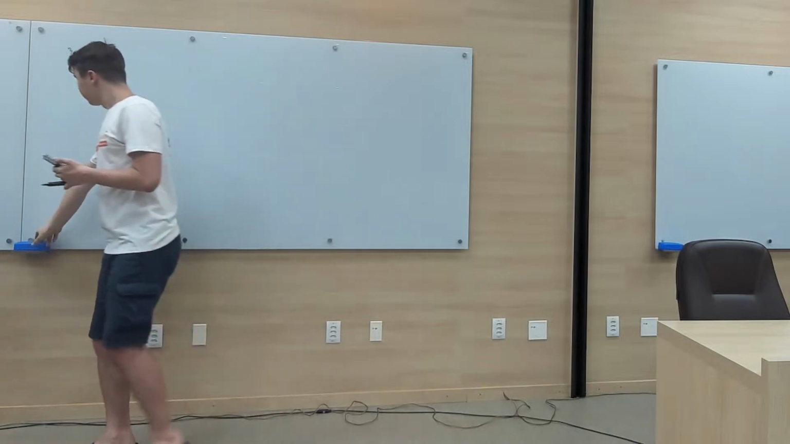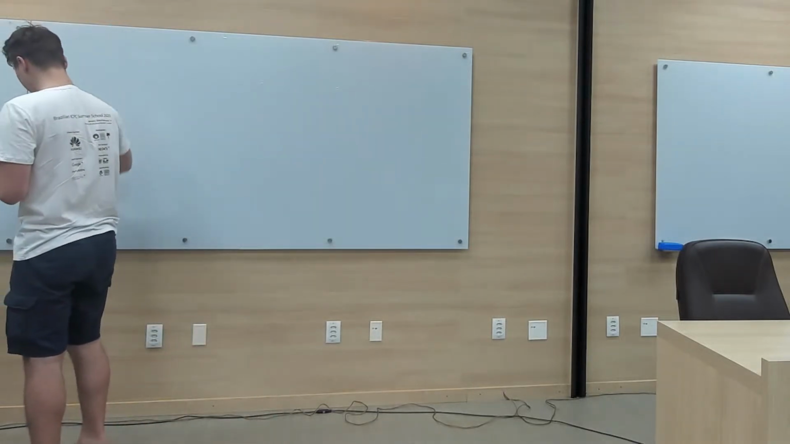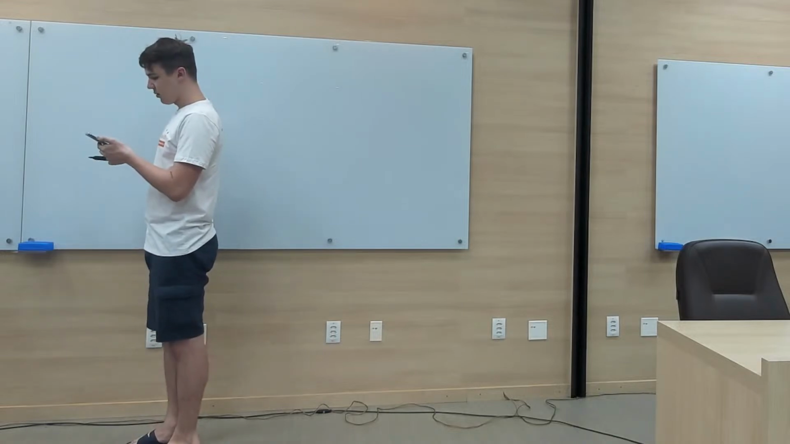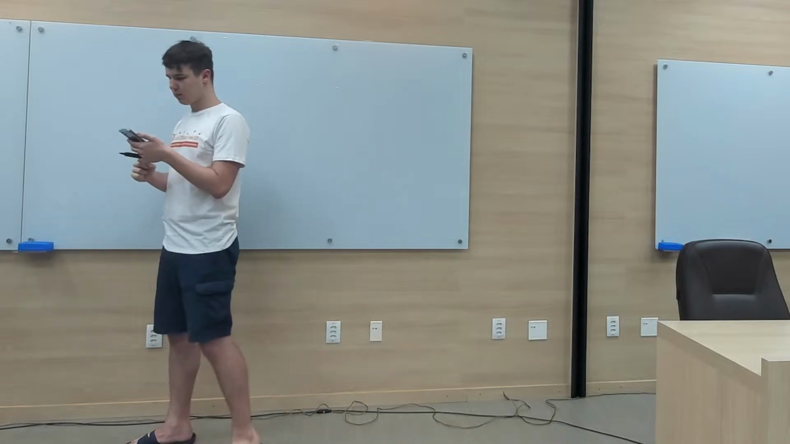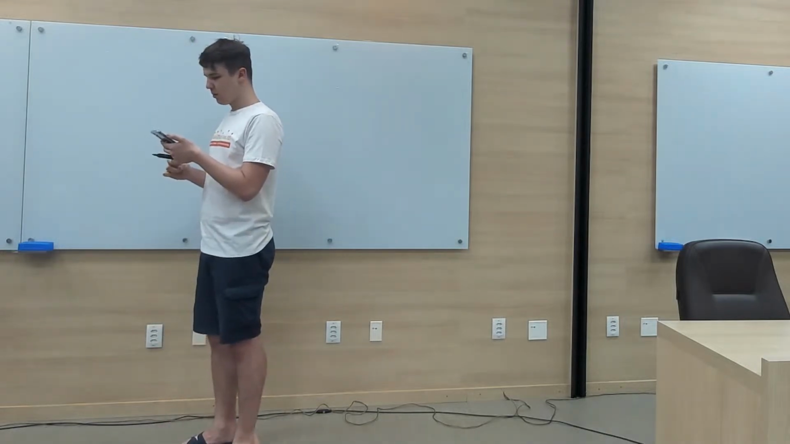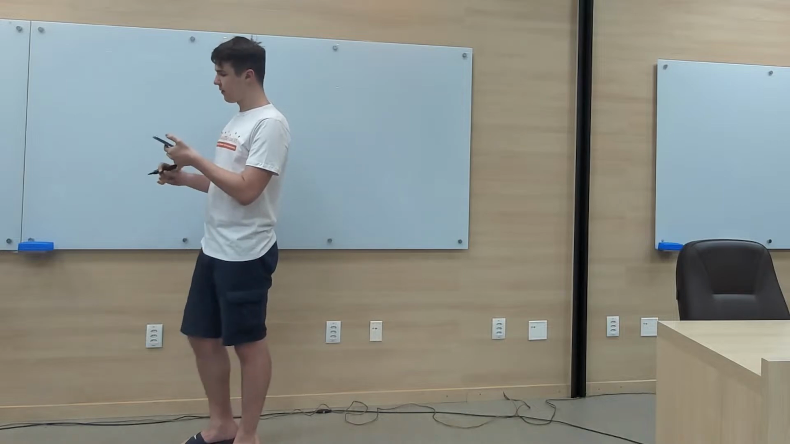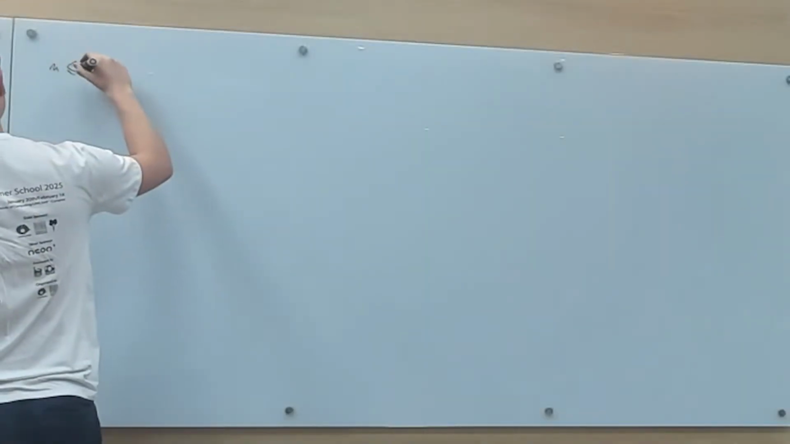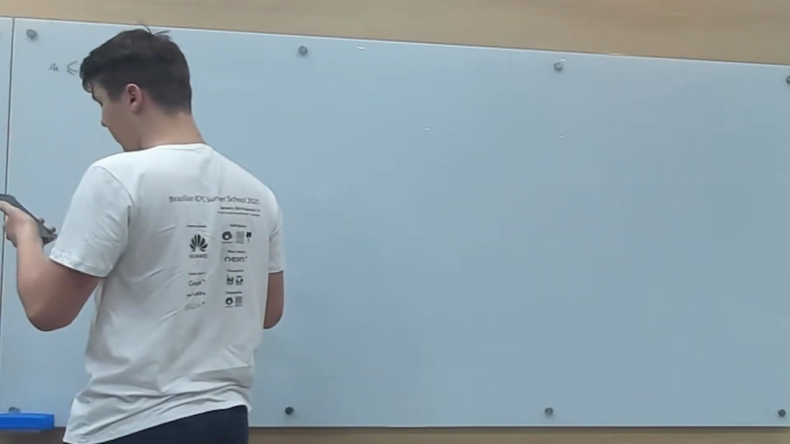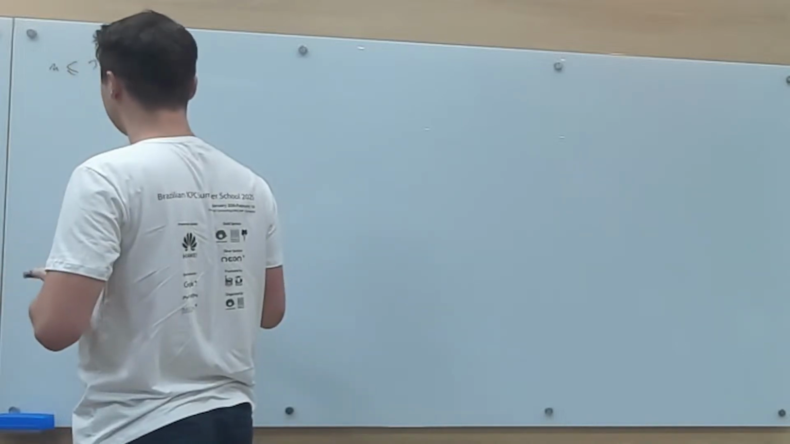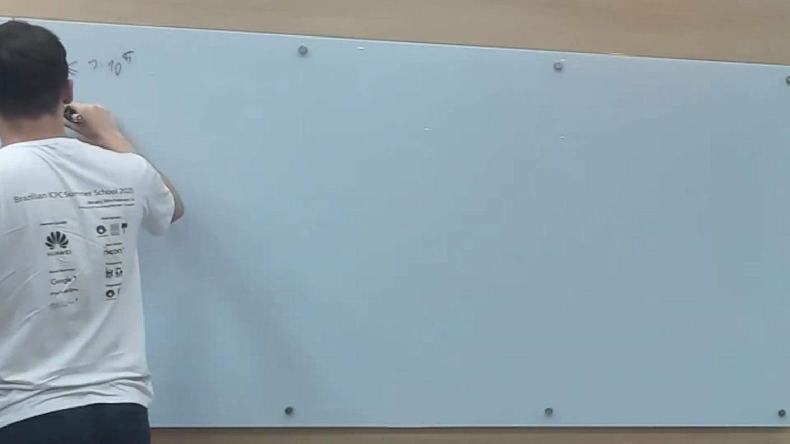Next problem, modulo. In this problem, we had a sequence of length n. N was up to 300,000, and we had elements A_i.